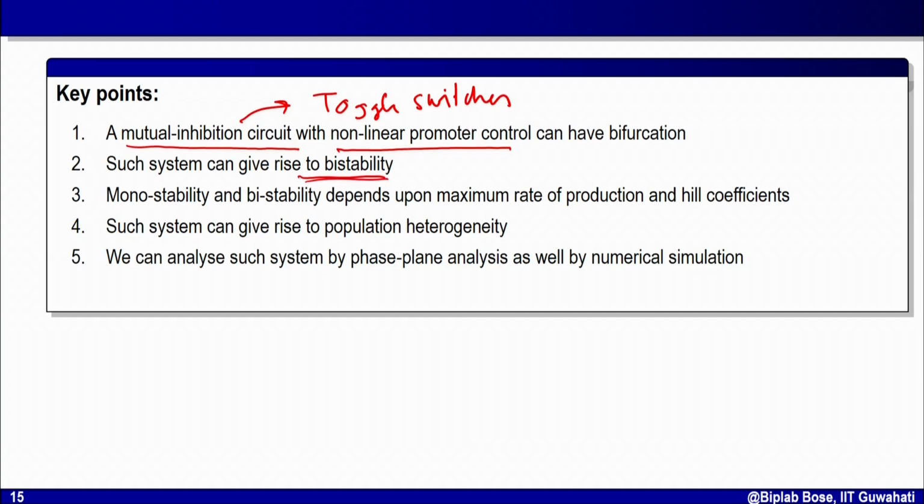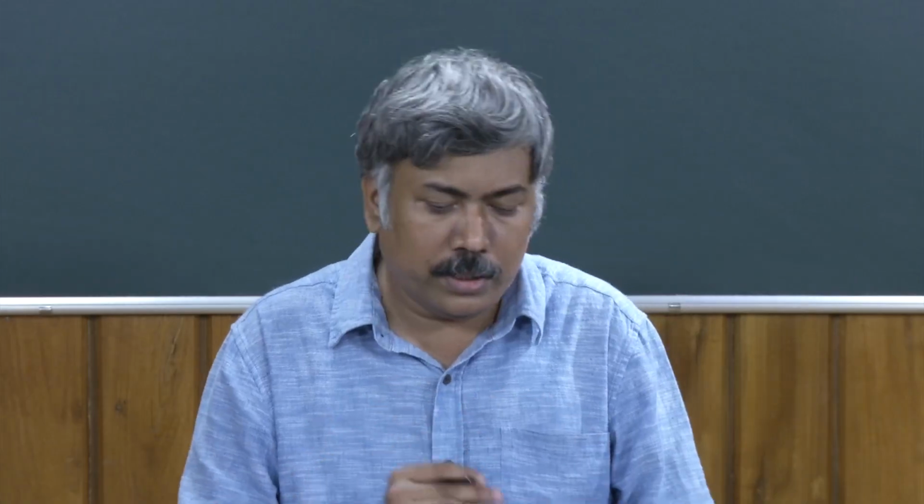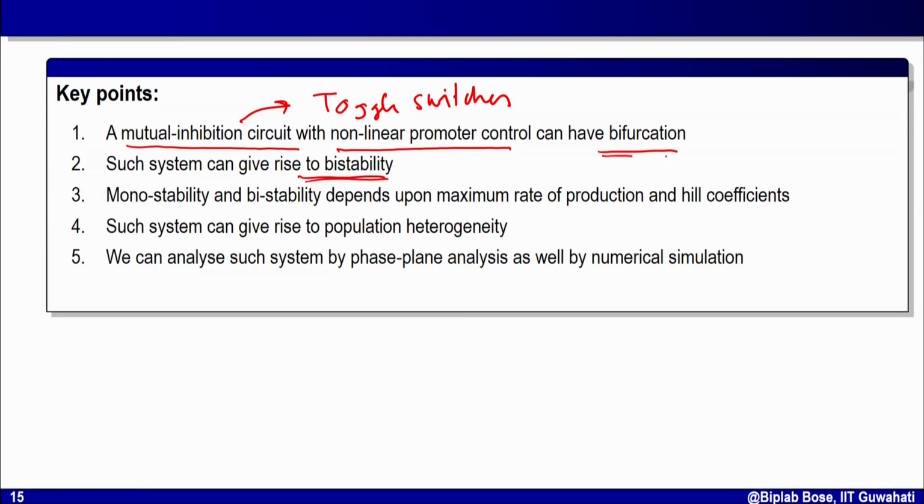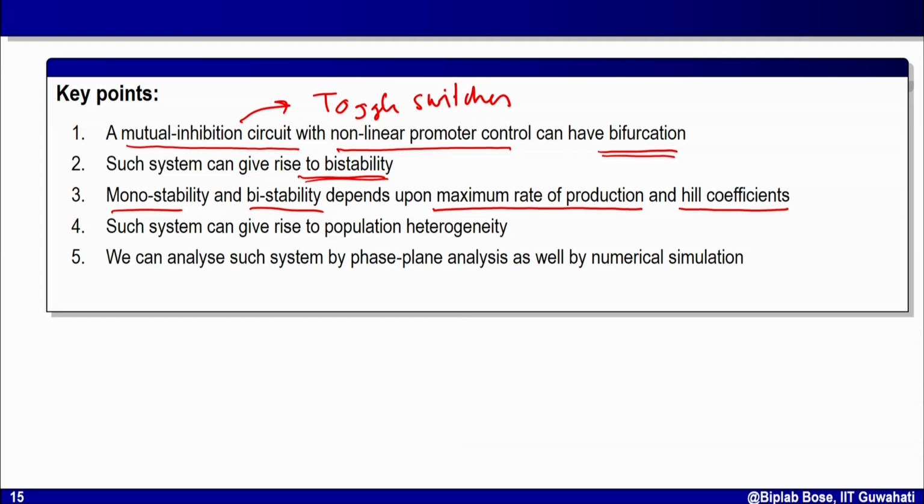If you change the value of the rate of production of the protein and the nonlinearity in the promoter, that is, you are changing the value of the Hill coefficient, then from a bistable system I can have a monostable system. That means the system has bifurcation. And this choice of monostability and bistability will depend upon the maximum rate of production and the Hill coefficient. Hill coefficient is a measure of nonlinearity in the system. And as a bistable system can give rise to bimodal population behavior, we can expect that such a system can give rise to population heterogeneity.